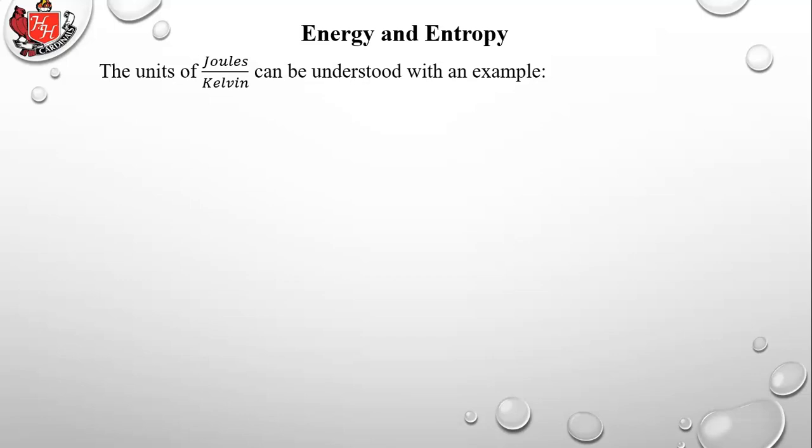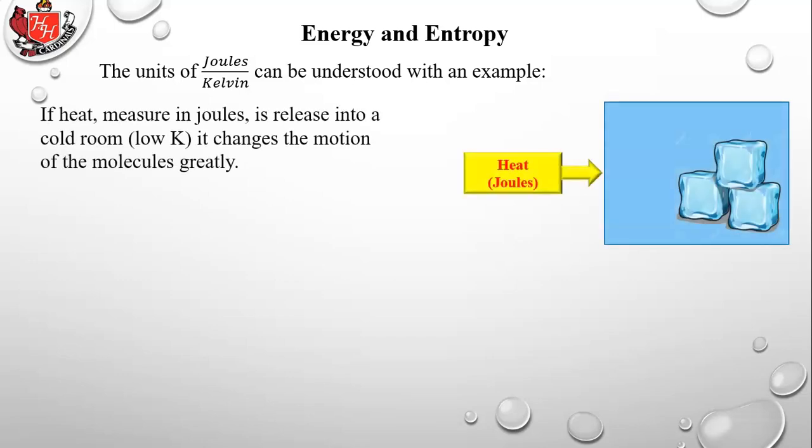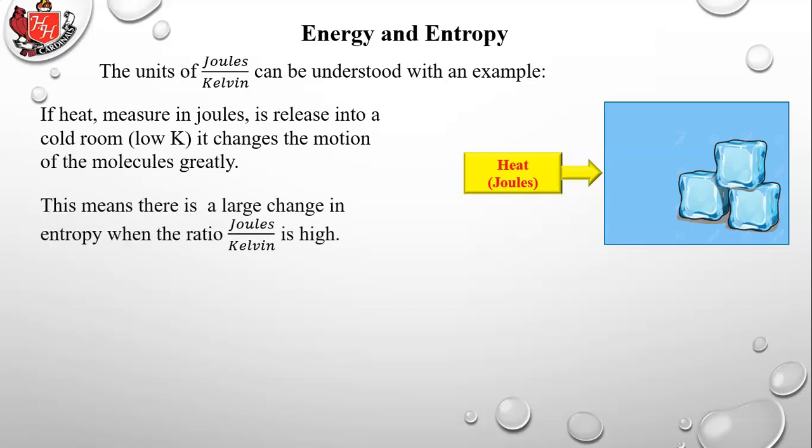Okay, so the unit of joules per Kelvin can be understood with an example. If heat measured in joules is released into a cold room, a low temperature in Kelvin, it changes the motion of the molecules more greatly, because initially they were moving very slowly, they had very low energy. Now you've put that same amount of heat into that room, that's going to cause them to speed up quite a bit from what they were doing before. So this means there's a large change in entropy when the ratio of joules to Kelvin is high.